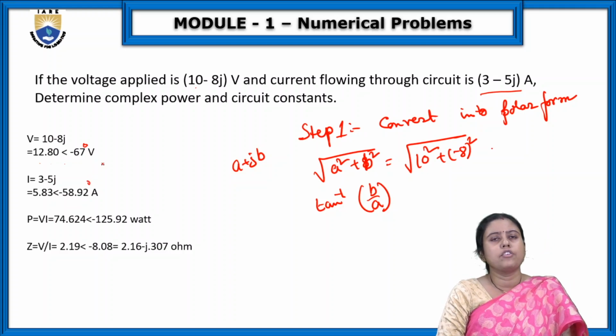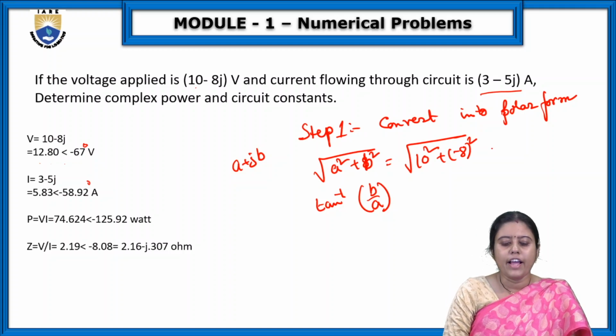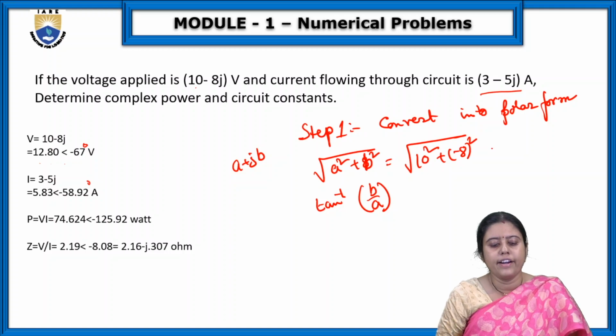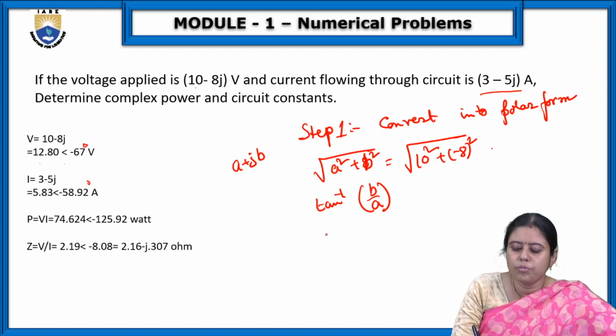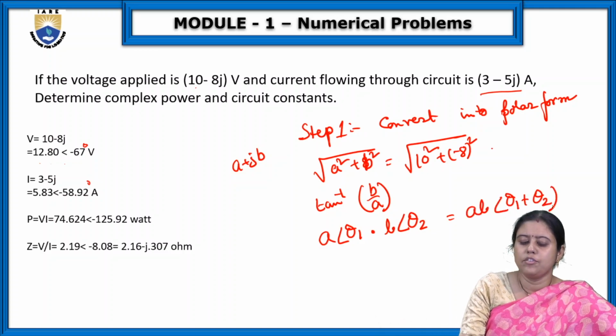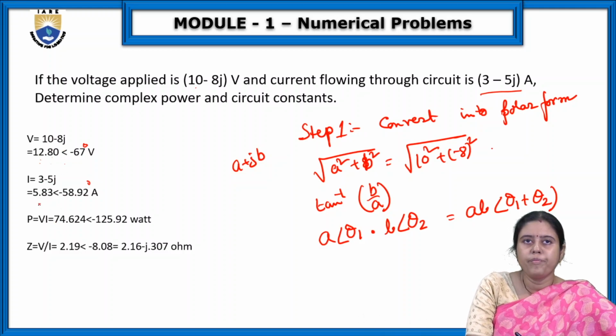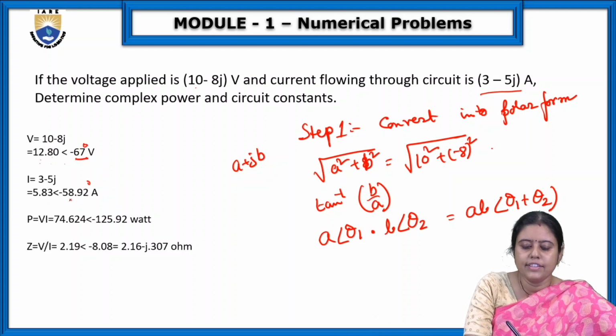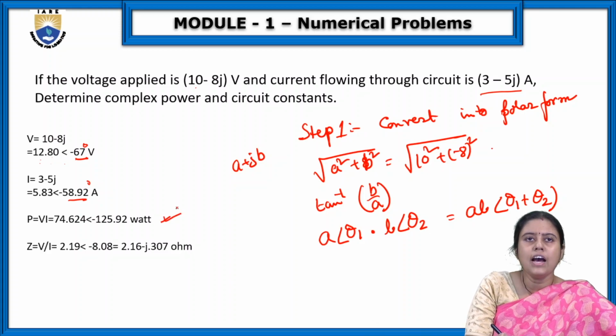Determine the complex power. So no need to calculate the VI cos phi. You can simply calculate the voltage into current. So how to calculate the two? If A at an angle theta 1 into B at an angle theta 2, the result will be AB at an angle theta 1 plus theta 2. So A 12.80, B 5.83. If we multiply this and this, theta 1 and theta 2 will be added, and this is the power.